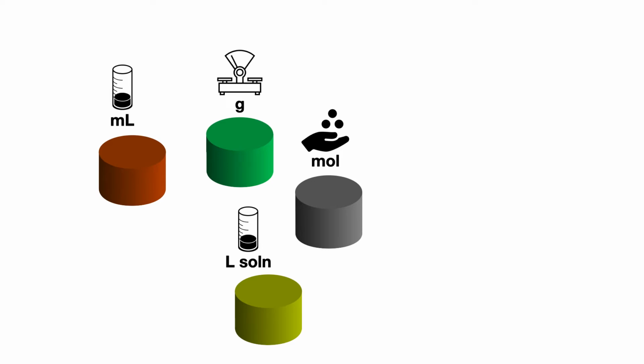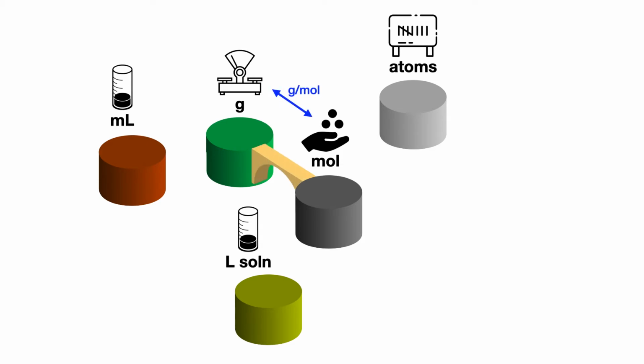And you can also think about how much of a substance there is in terms of the number of atoms that are in the sample. And all of these ways of thinking about the size of a sample are all connected, of course. We've seen that if we know the molar mass of a substance, that bridges between the number of moles and the number of grams. Likewise, if we know the density of a substance, that bridges the gap between the number of grams and the number of milliliters.